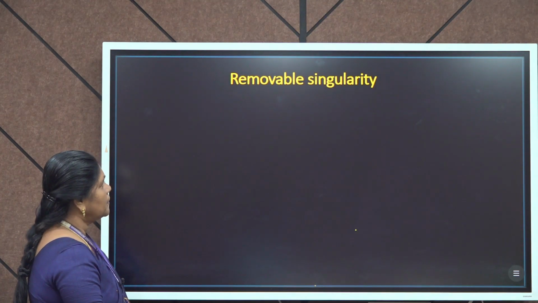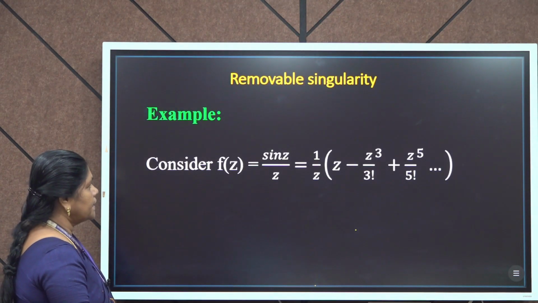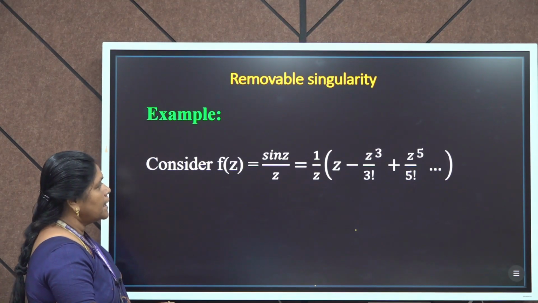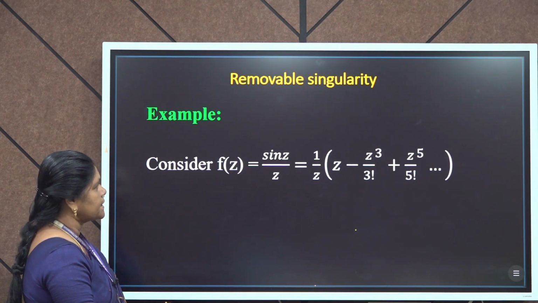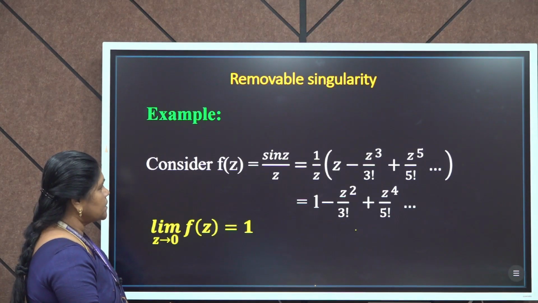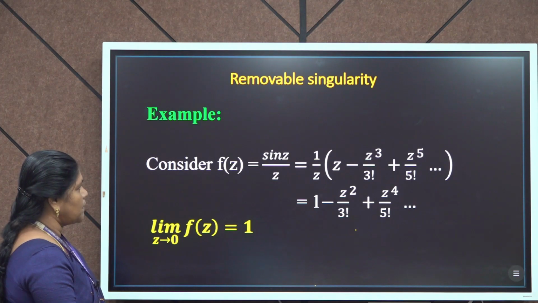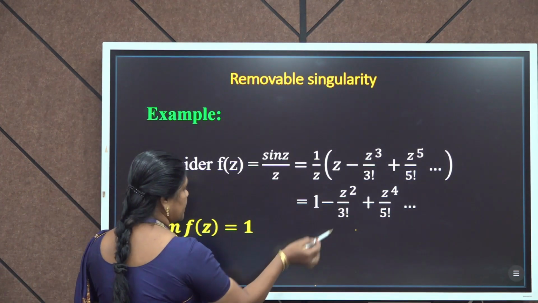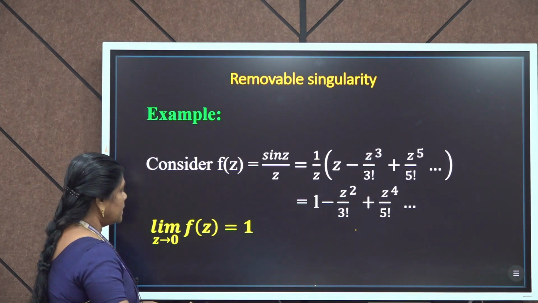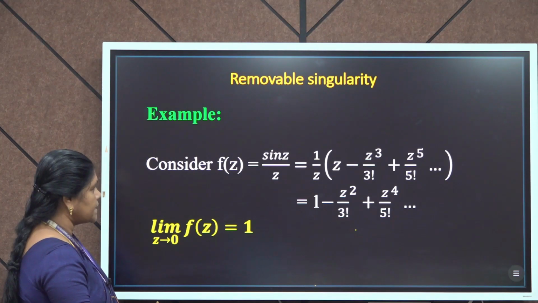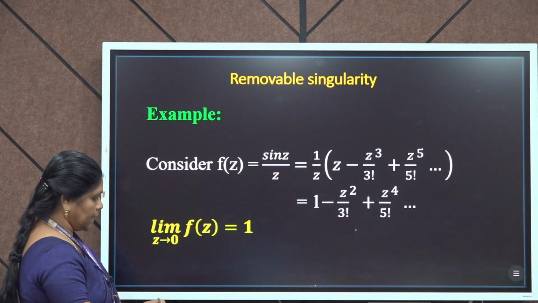For example, let us consider the function f of z is equal to sin z divided by z. Here z is equal to 0 is a singular point for the function f of z. Now let us find the limit as z tends to 0 of f of z. Substituting z is equal to 0, we get the limit as 1. Therefore, for this function f of z, the limit as z tends to 0 of f of z exists. Therefore, here z is equal to 0 is the removable singularity.